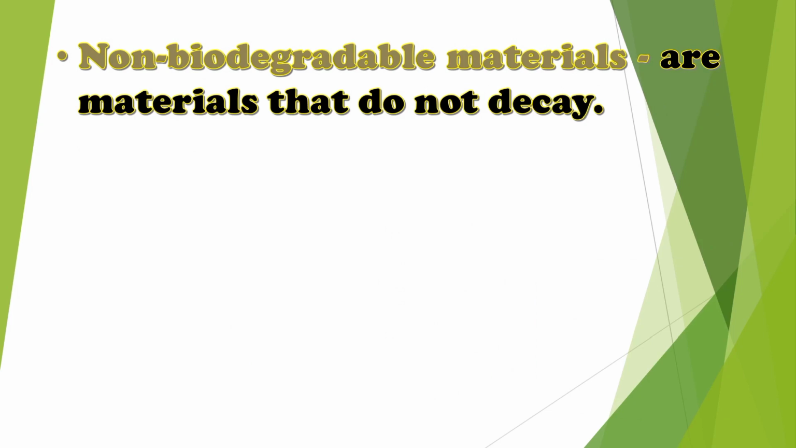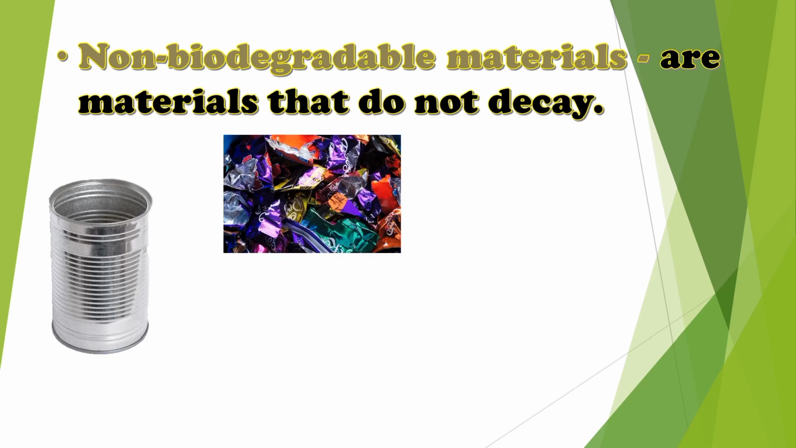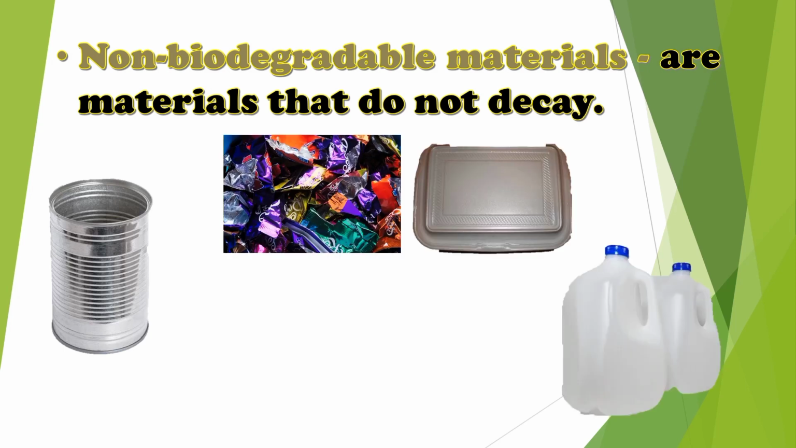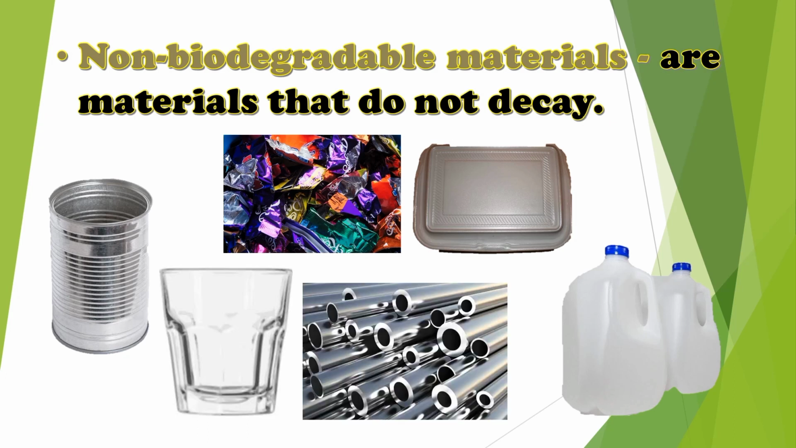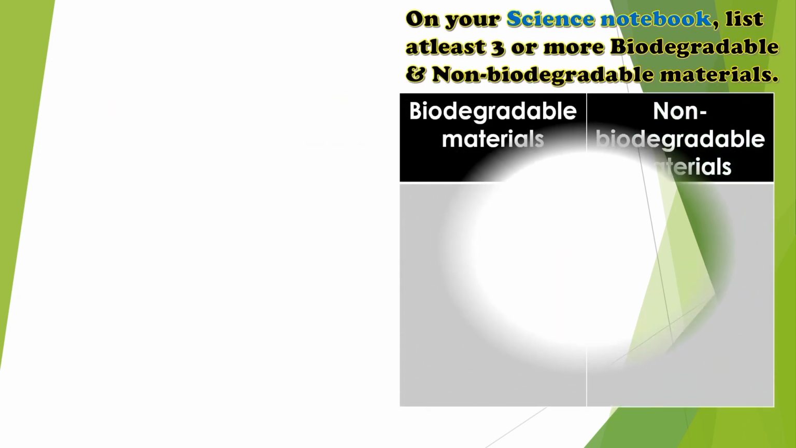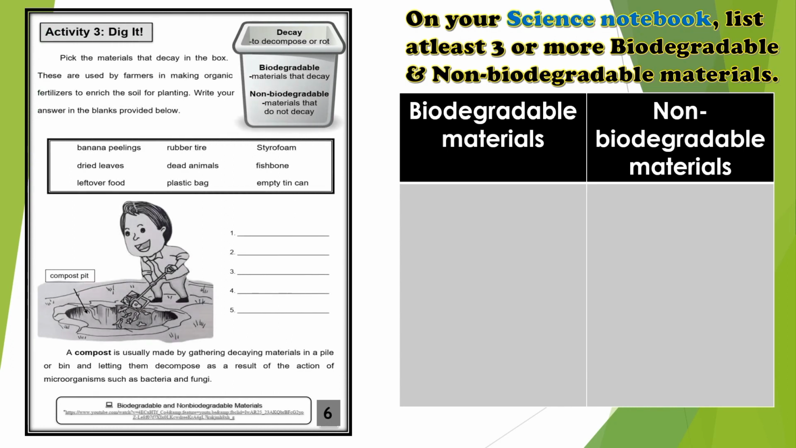Non-biodegradable materials are materials that do not decay, like tin cans, empty wrappers, styrofoam, plastic containers, glass, and metals. Those are some examples of non-biodegradable materials. After answering Activity 3, write on your science notebook at least 3 or more biodegradable and non-biodegradable materials. Follow the format indicated on the screen.